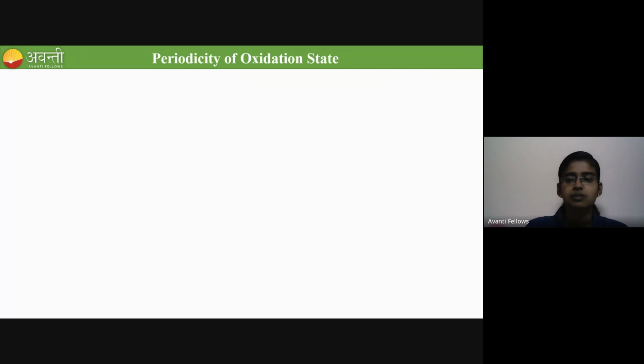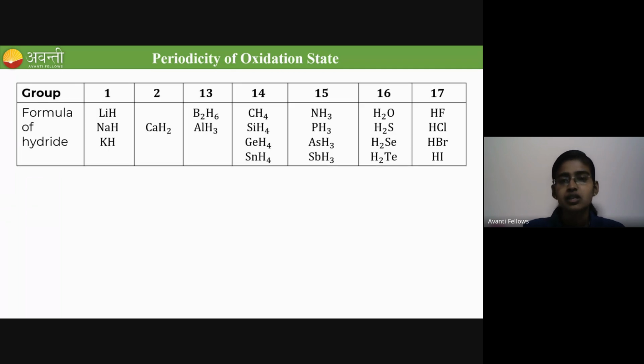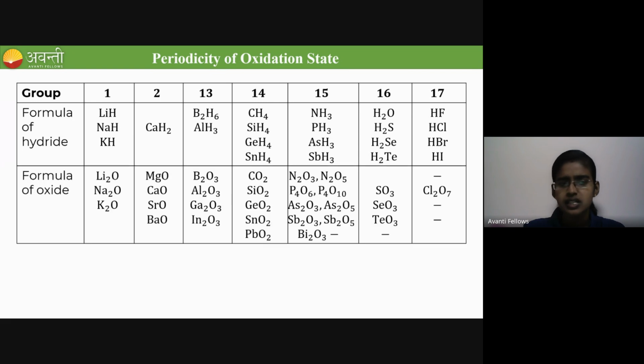So the next topic is the periodicity of oxidation state. In that, we are going to see one tabular column. This is the list of the hydrides of first group, second group, and from group 13 till 17. And this is the list of the oxides of these group elements. It is given in your book also.